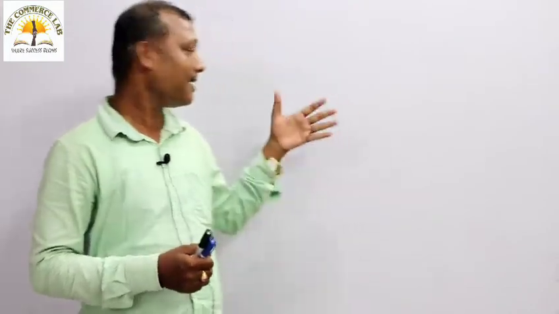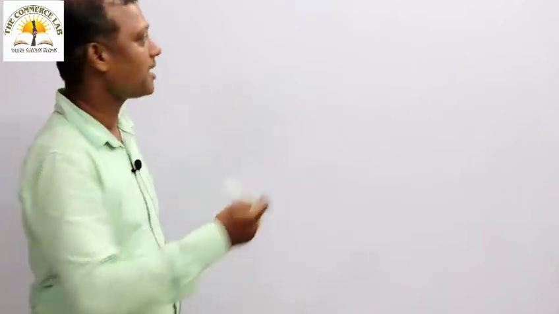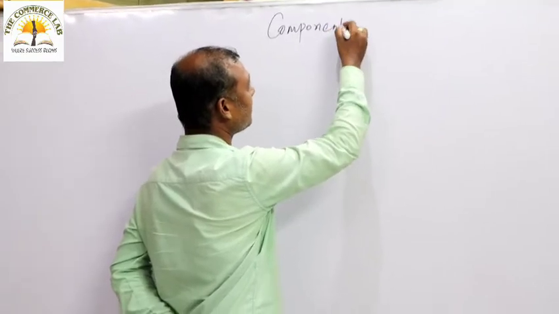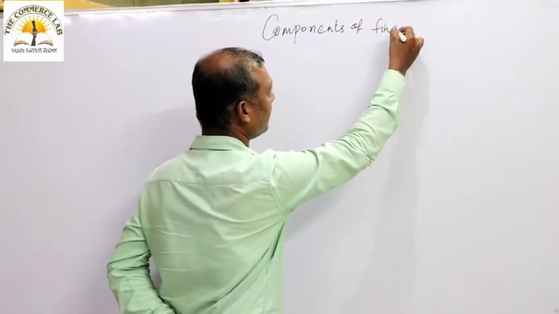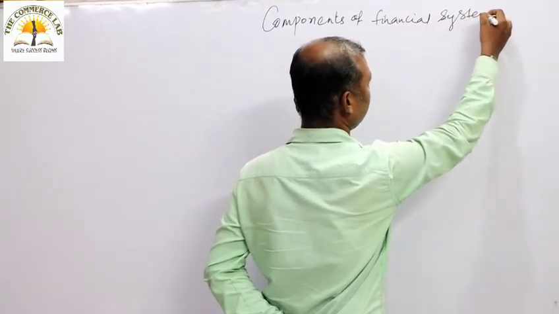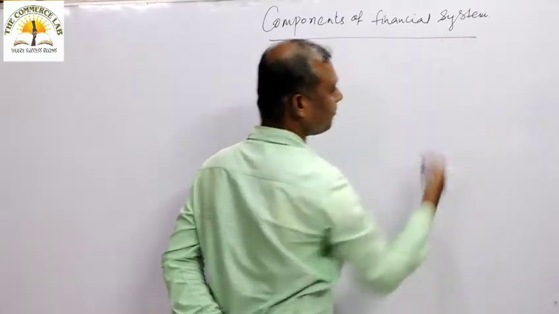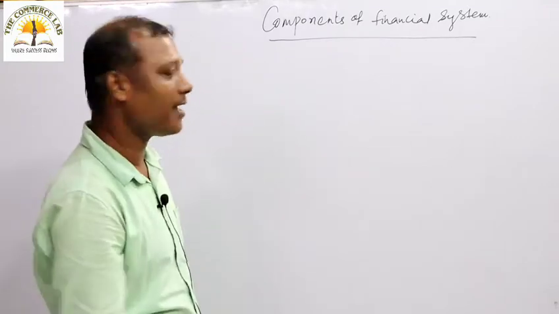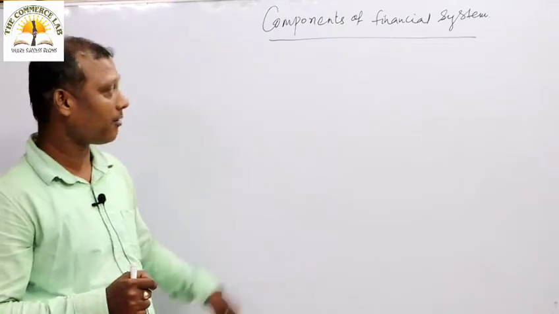In the last class we studied the objectives of the financial system and the functions of the financial system. In this class we are going to discuss the components of the financial system. Let me write that down. Components of financial system, it will be an interesting one. It will be a very useful topic for all of you.